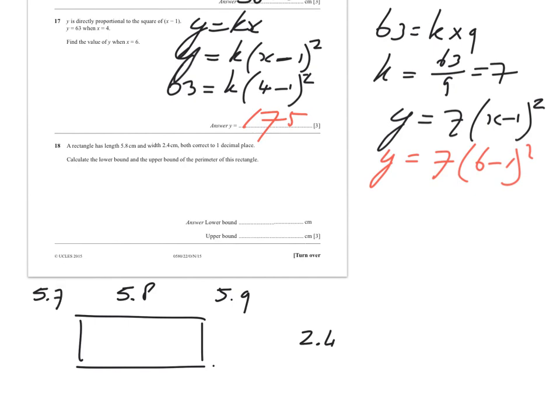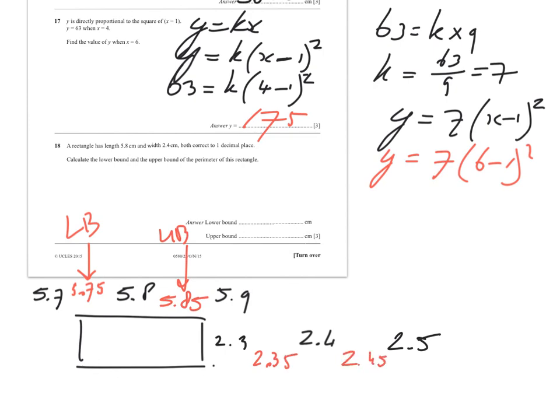And then the lower bound is going to be exactly between those. So that will be 5.75. And if you're not sure how to find 5.75, you can always add the 2 and then divide by 2. That's the lower bound. The upper bound is exactly between these two, so that will be 5.85. Same thing for 2.4. So the next decimal, 2.5. The previous decimal, 2.3. So the lower bound is going to be 2.35 and the upper bound 2.45.